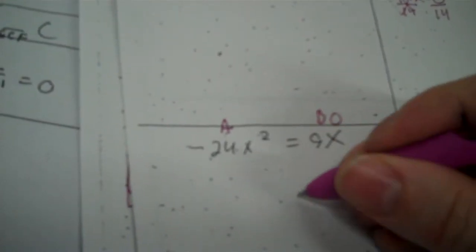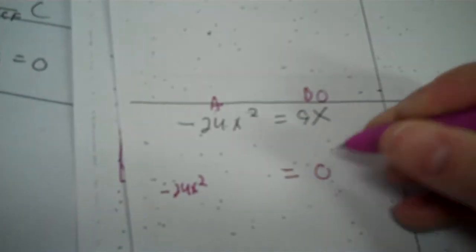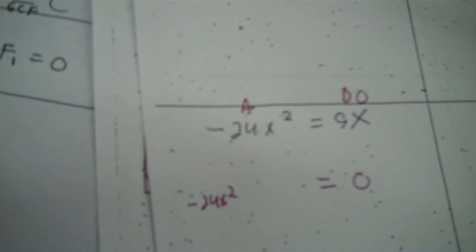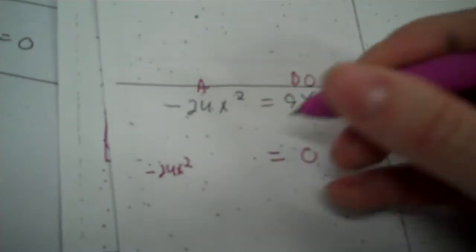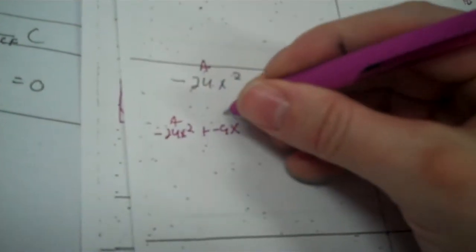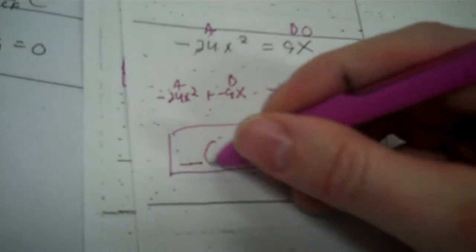Okay, so I have negative 24x to the second. And then I bring the 9x over. I would subtract it, or means it becomes a negative. You can just write minus 9x or plus negative 9x. It doesn't matter, okay? But it goes from a positive to a negative in some way, shape, or form. Okay? Now we make our box, because now I can put equals 0 outside that box.